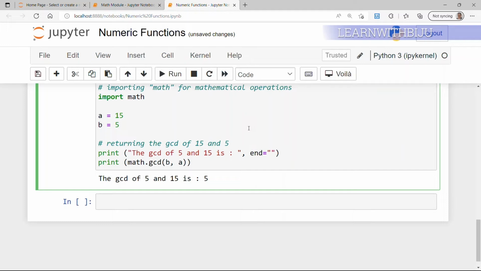So if you want to understand the greatest common divisor of two numbers, you can use the function from math module, GCD. How are we using this? Math.gcd and number 1 and number 2. Okay, so the result is 5.